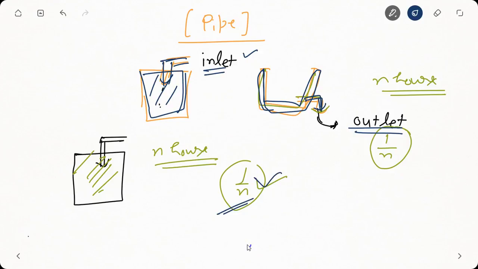Similarly, if there is an outlet which can empty the whole tank in n hours, how much work will that particular outlet do in 1 hour? That would be 1 by n. So using the same concept, we will do a couple of questions so that this concept can be clarified.